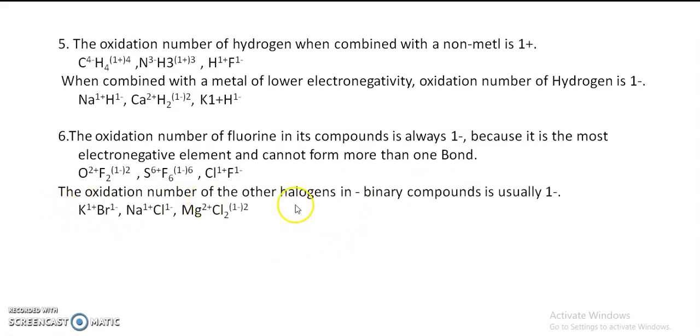Now the oxidation number of other halogens in binary compounds is usually -1. KBr, bromine with -1, NaCl, Cl with -1, MgCl2, Cl with -1 oxidation state.